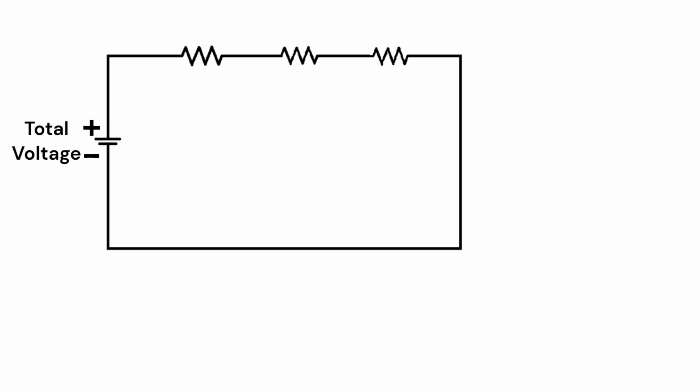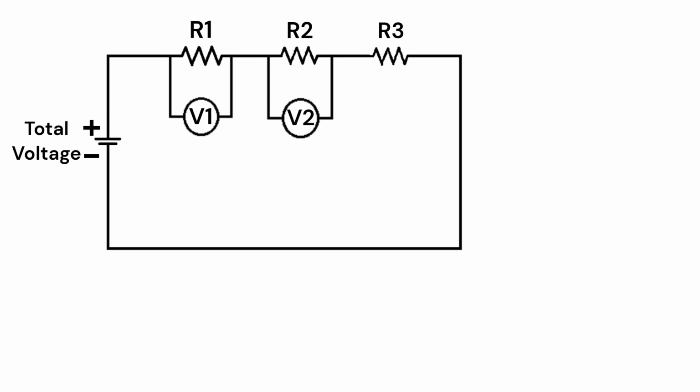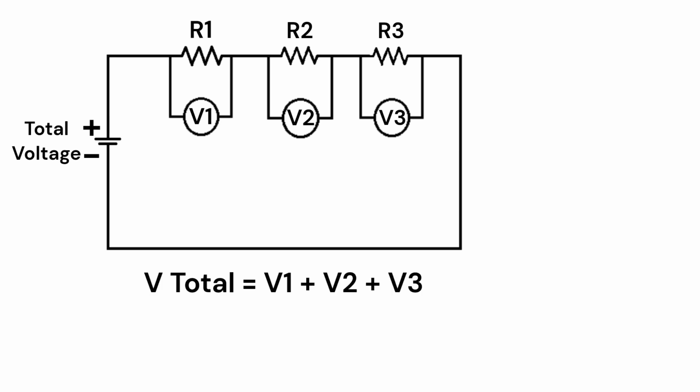So let's call the left side resistor R1, the middle resistor R2, and the right side resistor R3. If we measure the voltage at R1 as V1, at R2 as V2, and at R3 as V3, then the total voltage V total is equal to V1 plus V2 plus V3, and the current is the same at any point in the series circuit. So the current is also the same at any resistor in the circuit.